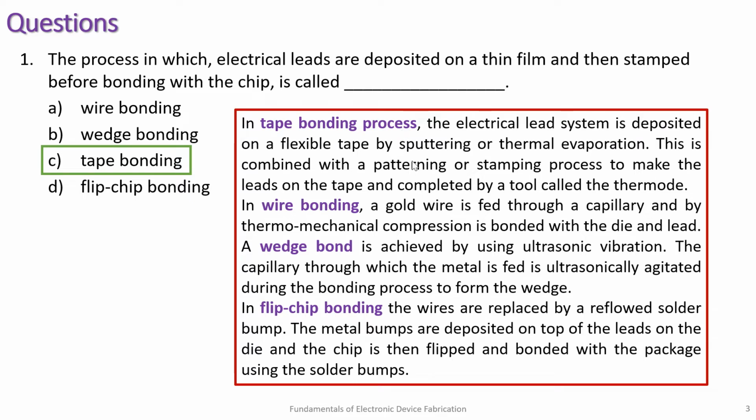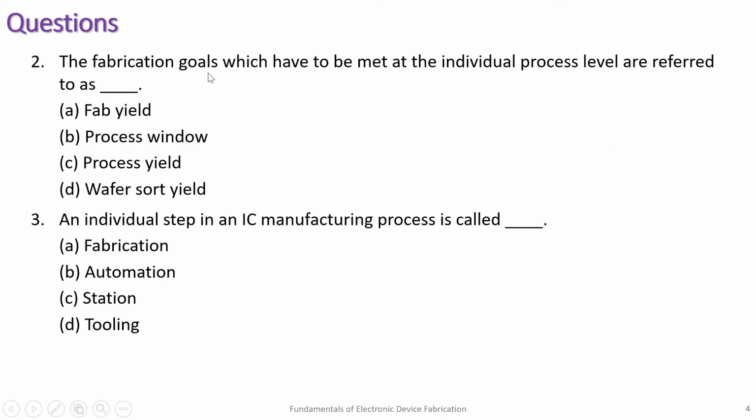Now we'll move to the next question. The fabrication goals which have to be met at individual process levels are referred to as: fabrication yield, process window, process yield, or wafer sort yield. In each station of the fabrication, we have a particular fabrication goal that has to be met. What is this goal called? Does anybody know the answer? While we are doing each of these processes, what is it that we have to achieve from each process?